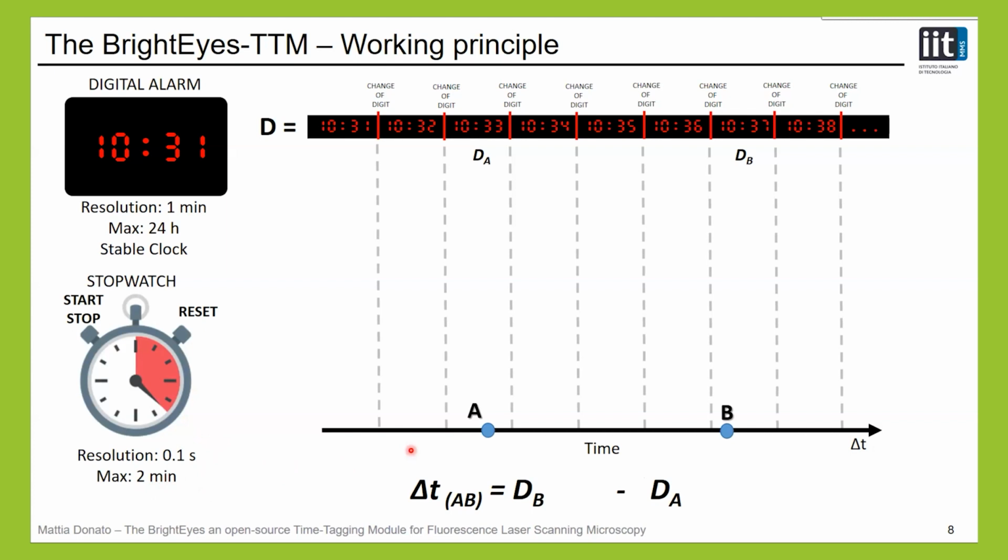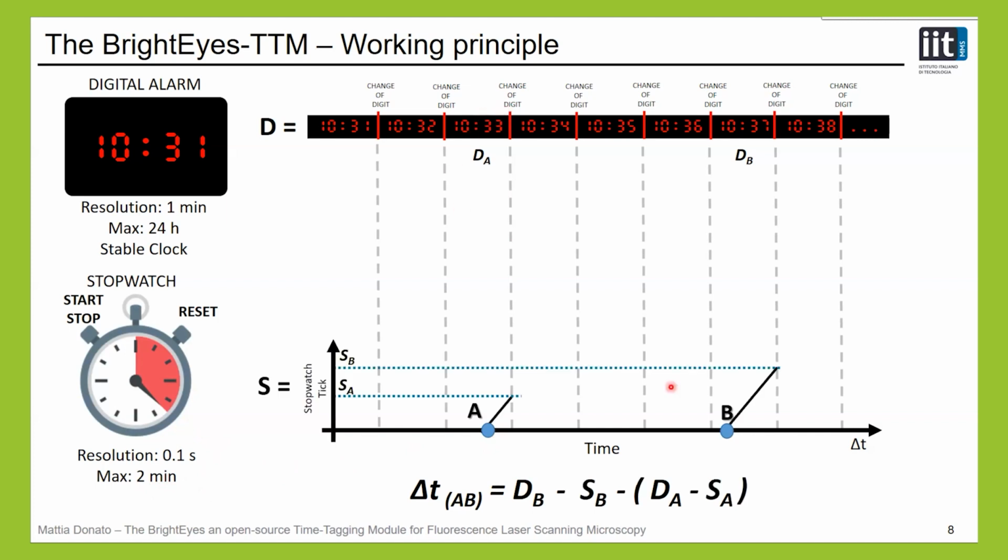The trick is to start the stopwatch when an event occurs and stop it when the change of digit of the digital alarm occurs. In this way, you can measure the time interval with a resolution that is about double the resolution of the stopwatch.